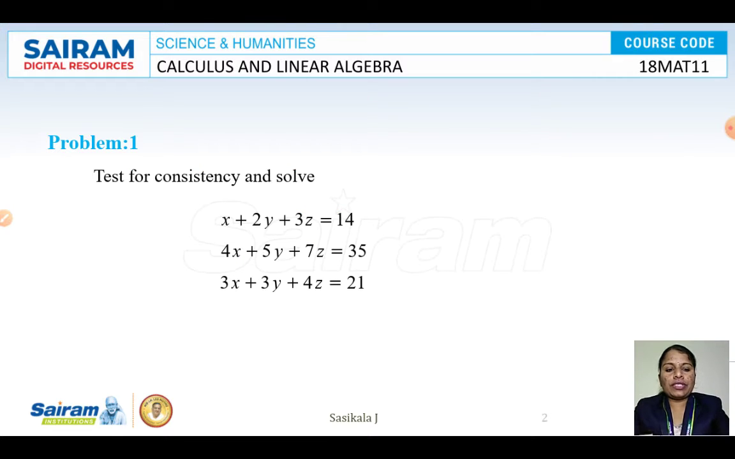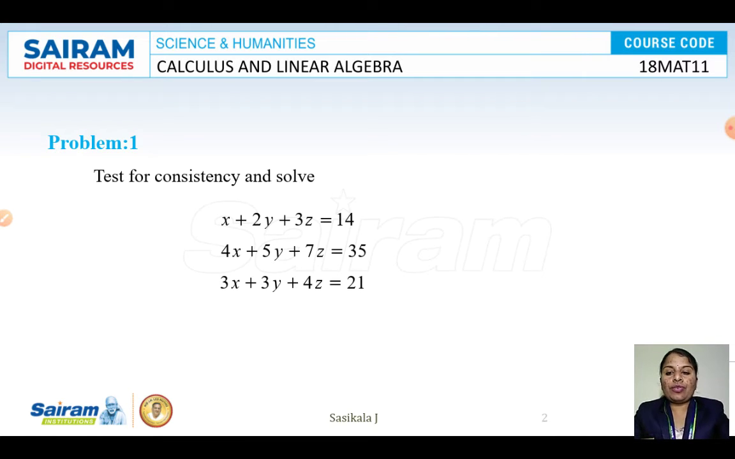So the first question: test for consistency and solve x plus 2y plus 3z equal to 14, 4x plus 5y plus 7z equal to 35, and 3x plus 3y minus 4z equal to 21. The question asks us to test the consistency and then solve it.